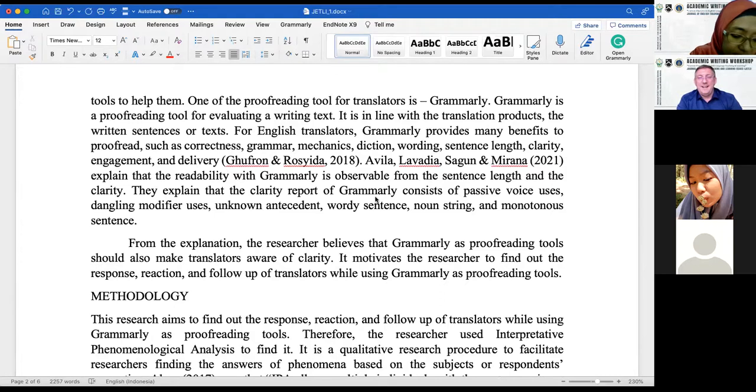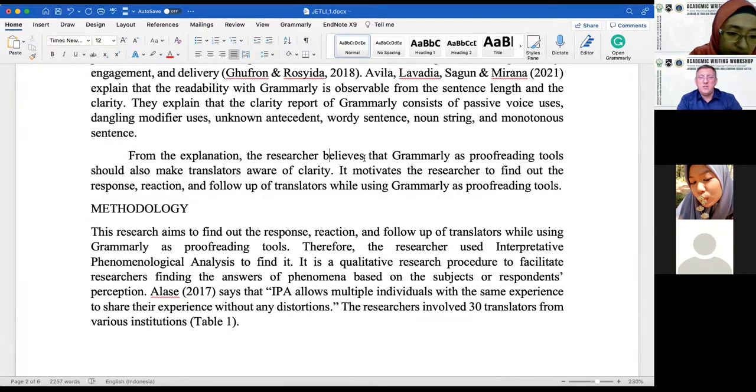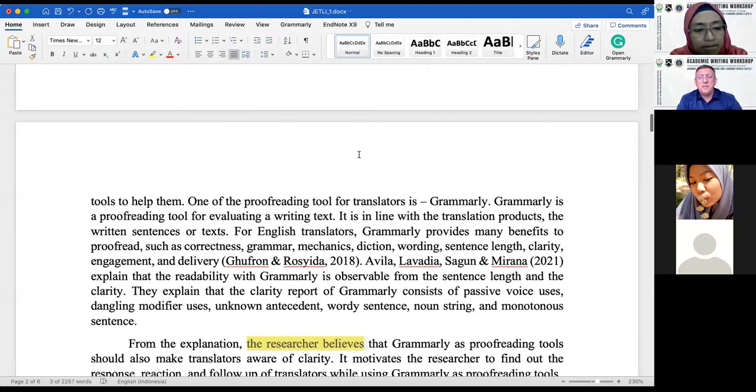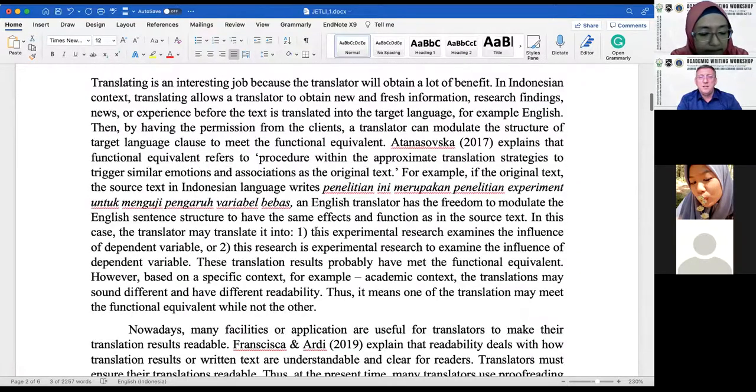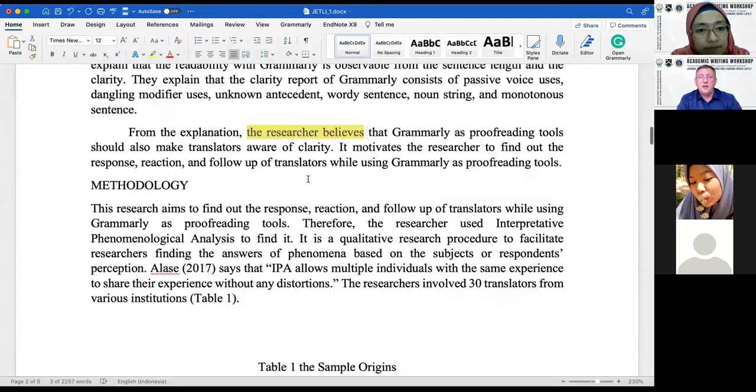See, the researcher believes that Grammarly as a proofing tool should make translate. Okay, look, first of all, this right here would be a big red flag for me. No one cares what you believe. No one cares what you think. No one cares what you hope. When you write things like the researcher believes, that shows me that this introduction is very short. It doesn't get to a clear research focus point because the researcher is focusing on their beliefs.